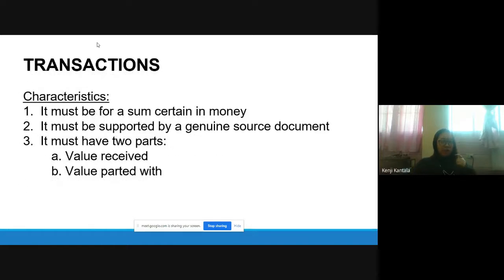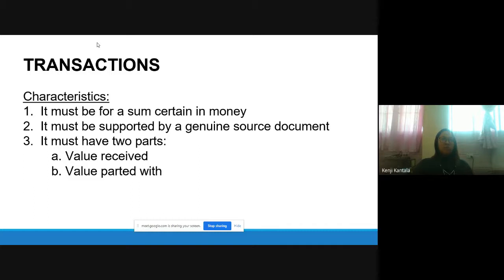So kanina pa tayo sabi ng transactions. So what are those transactions that you need to record in your books? So hindi kasi lahat ng nangyayari is recordable. What do we mean recordable? Nalalagay sa books ninyo. So there are some that we consider events and there are some that we consider transactions.